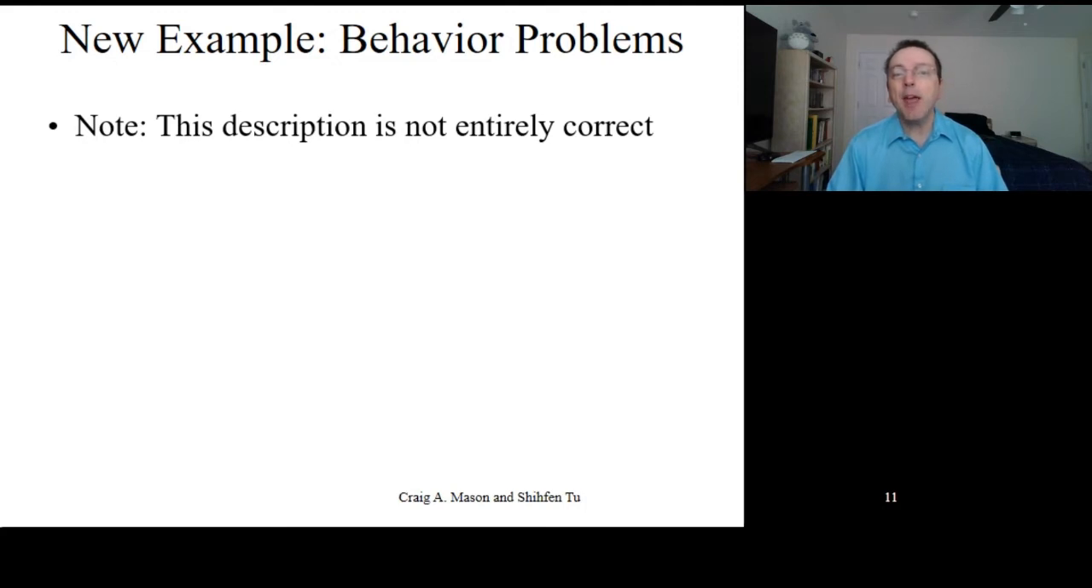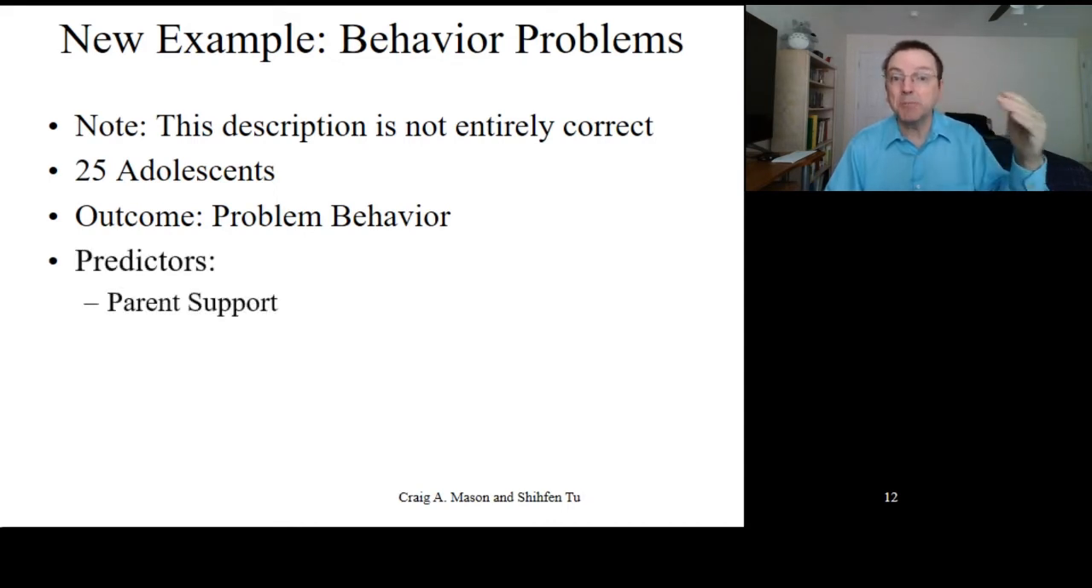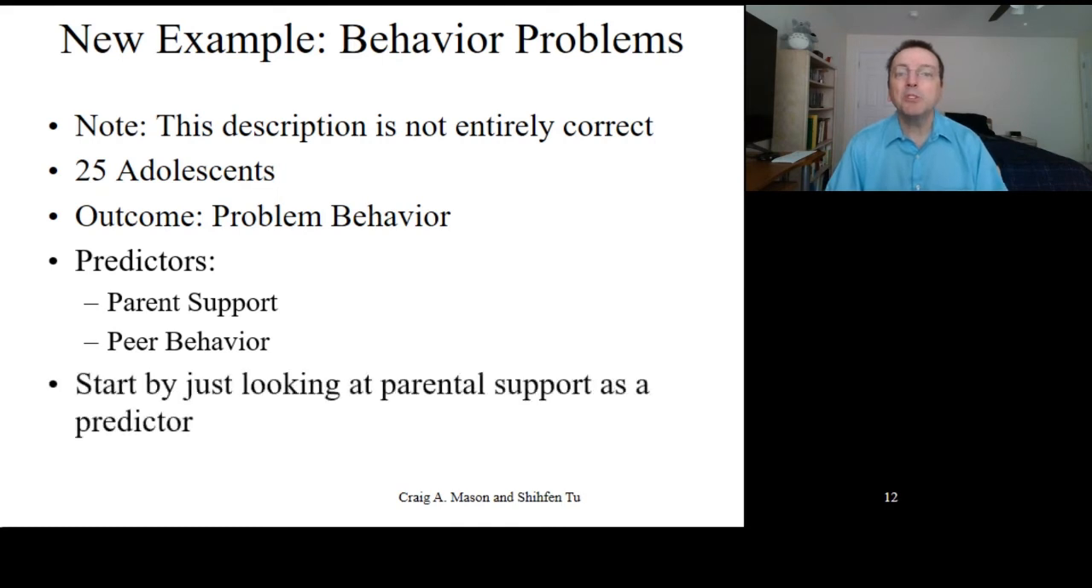For this example, we have 25 adolescents, and our outcome variable is their ratings on an adolescent problem behavior checklist, where higher scores indicate that they're reporting higher levels of behavior problems. Our predictors are parent support, with higher scores indicating more support, and peer behavior problems, with higher scores indicating a youth is associating with friends who show more behavior problems. We'll start by only including parent support as a predictor.